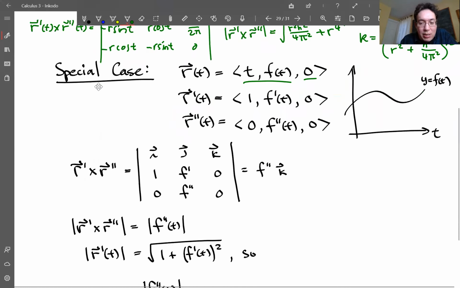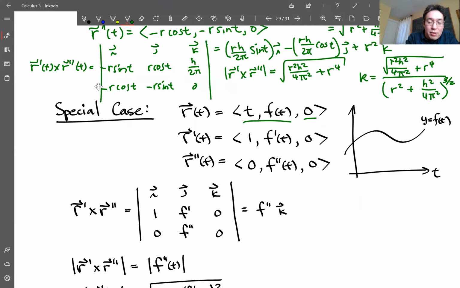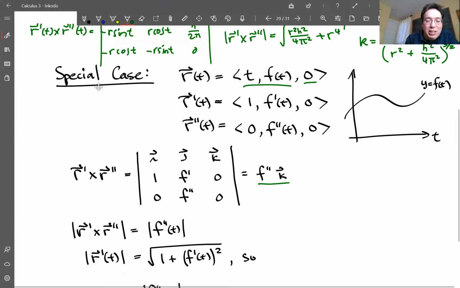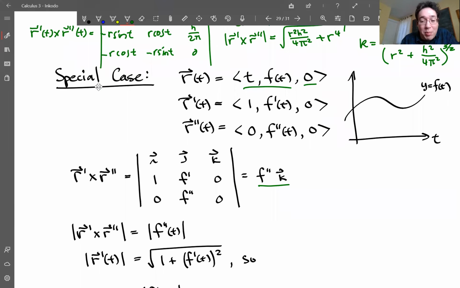And then take the cross product. So cross product of 1, f prime, 0, and 0, f double prime, 0. The ith component and jth component, because of the zeros in the kth component, those will disappear. The only surviving term is going to be 1 times f double prime, and that goes in the z direction. Okay, so that makes computing the magnitude easy. So the magnitude is just the absolute value of f double prime.